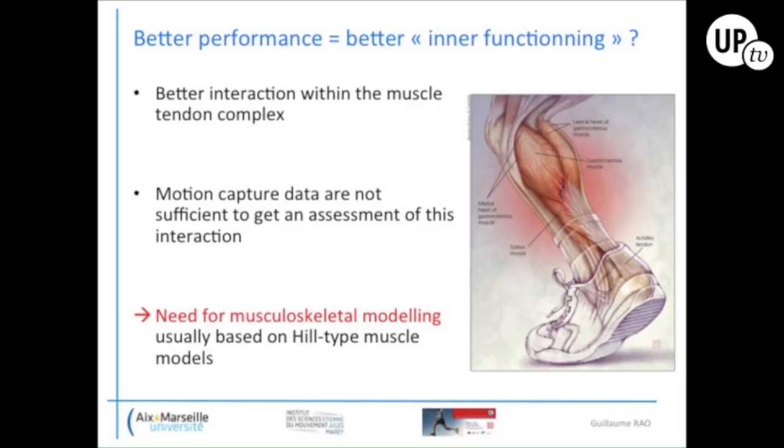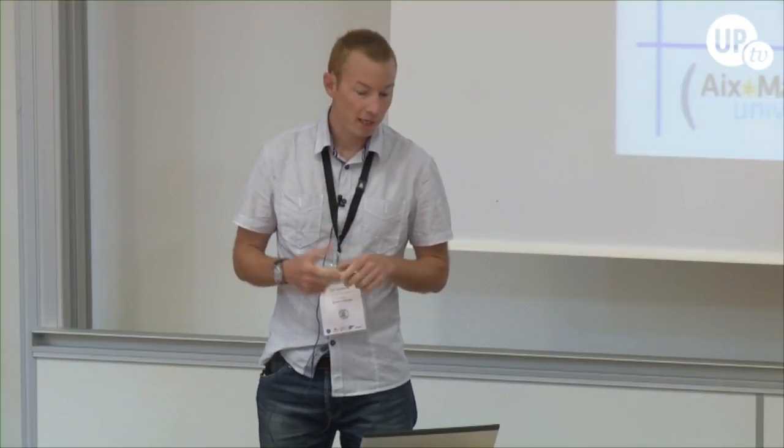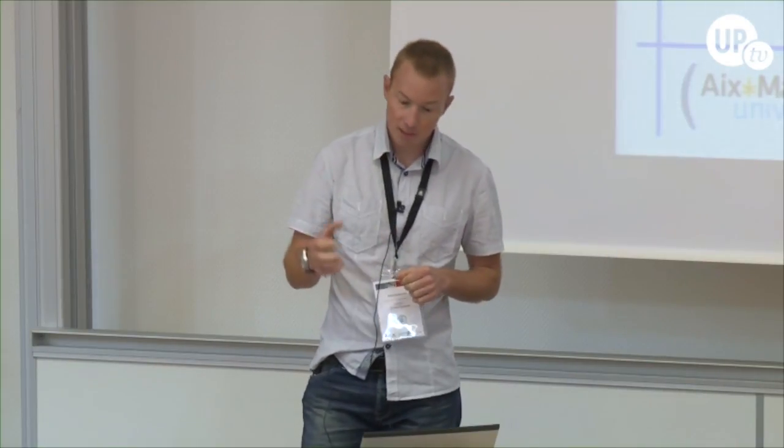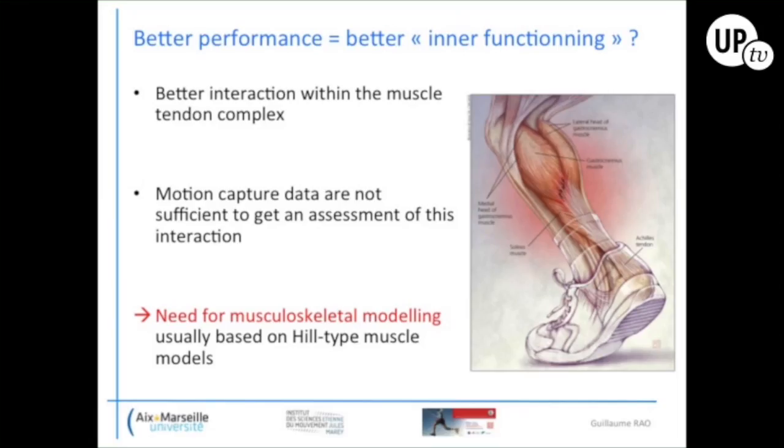However, classical motion capture, such as optoelectronic systems or kinematics, force plates, EMG, and accelerometers, are not sufficient to get access to this level. There is a strong need for musculoskeletal modeling to interpret, analyze and obtain the data at the muscle-tendon level. And usually, the musculoskeletal modeling that is used is based on Hill-type muscle models.